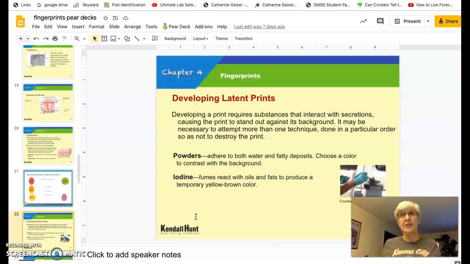For example, using black powder would not be very efficient on our lab tables because you're going to have a hard time seeing it. So we also have fluorescent powders that you could use.